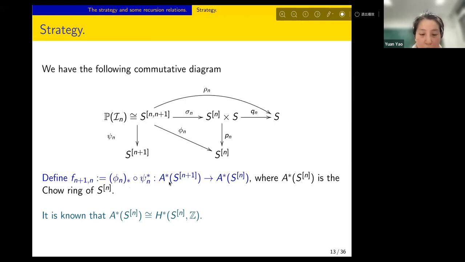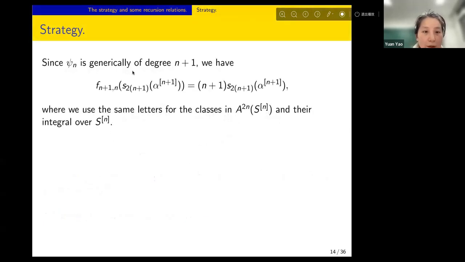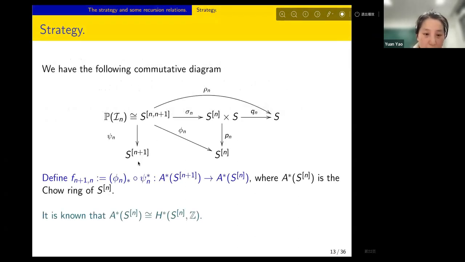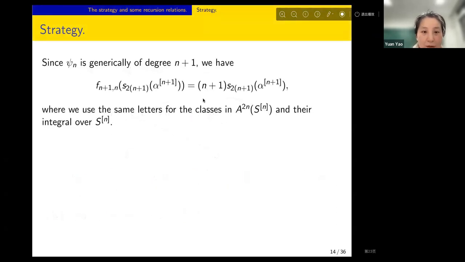So this is the Chow ring. I use the Chow ring since it's isomorphic to the cohomology ring. So psi n is generically of degree n plus 1. So once you get some class of 0 dimensional, you pull back and you push forward. Since psi n is quasi-finite, you get generically quasi-finite, right? And you have this formula.